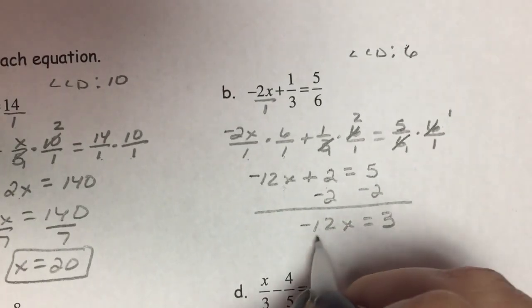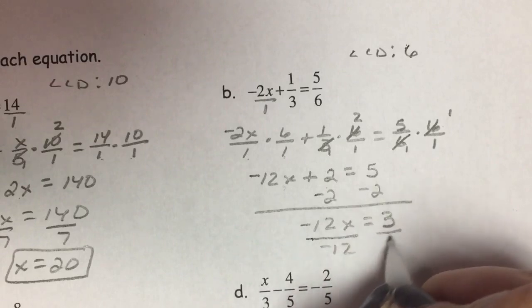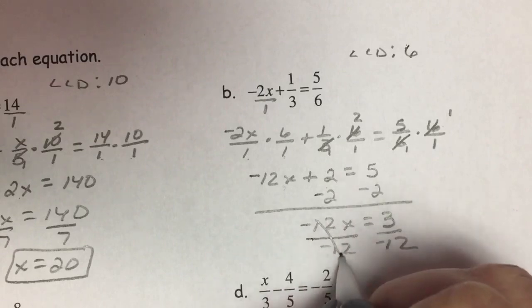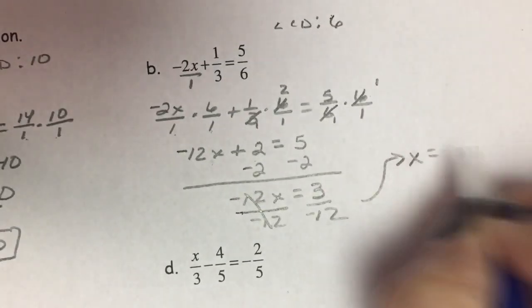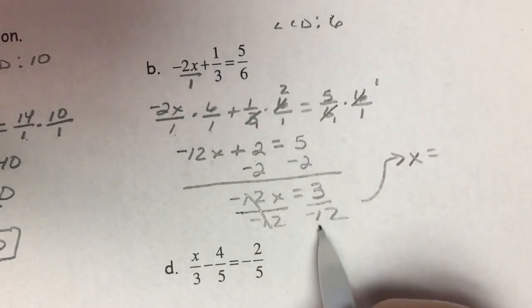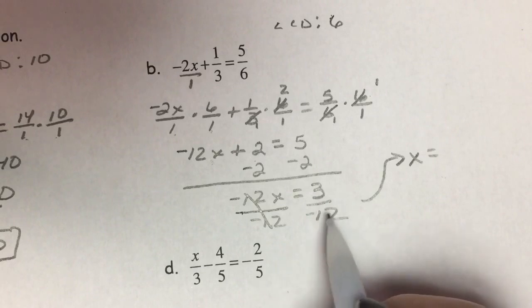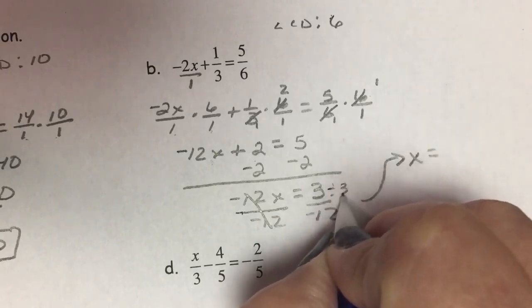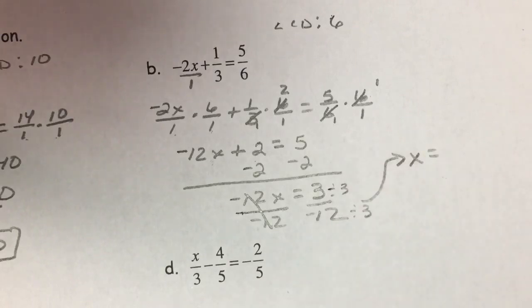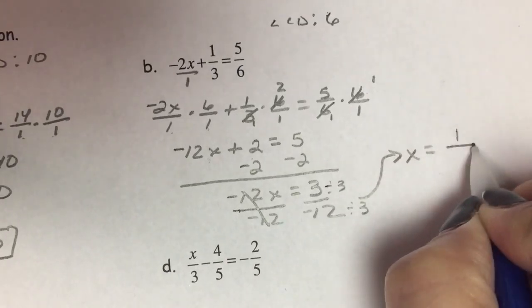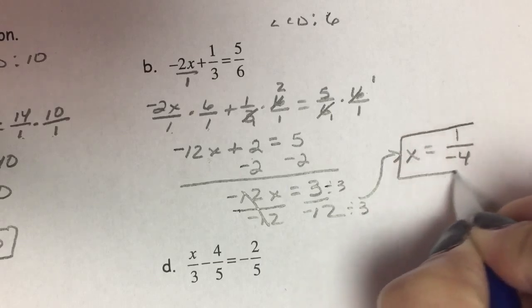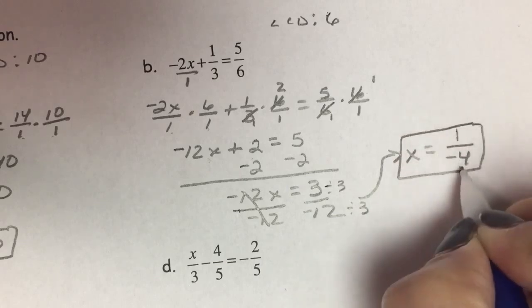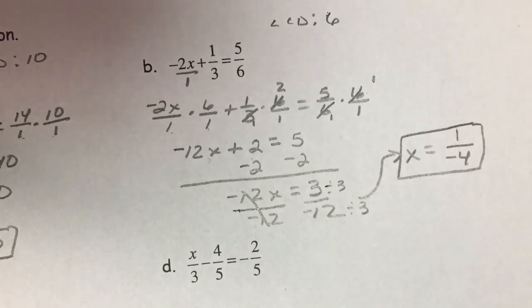Get the x alone by dividing both sides of my equal sign by negative 12. Those are going to cancel. So I'm going to get x is equal to, now this is going to reduce. I can divide both top and bottom by 3. Always reduce your fractions. So 3 divided by 3 is 1. And negative 12 divided by 3 is negative 4. And again, that negative can go in front, it can go in the top, or it can go in the bottom. It doesn't matter.